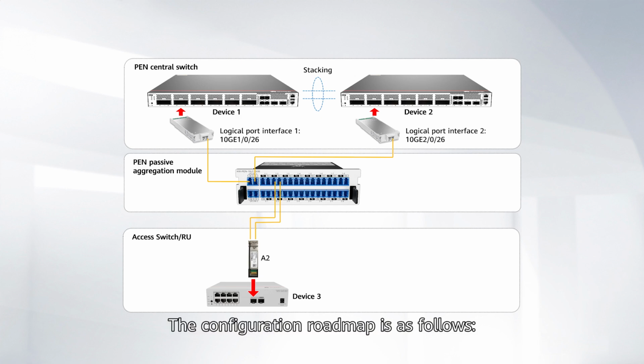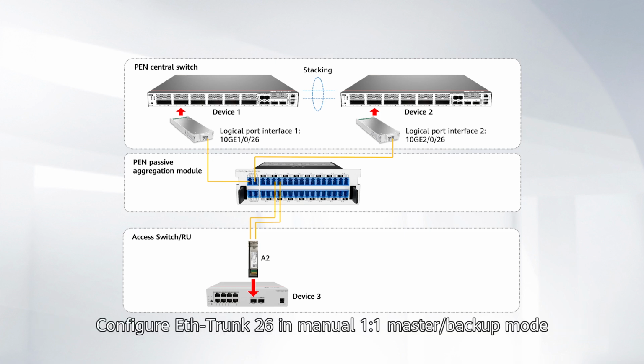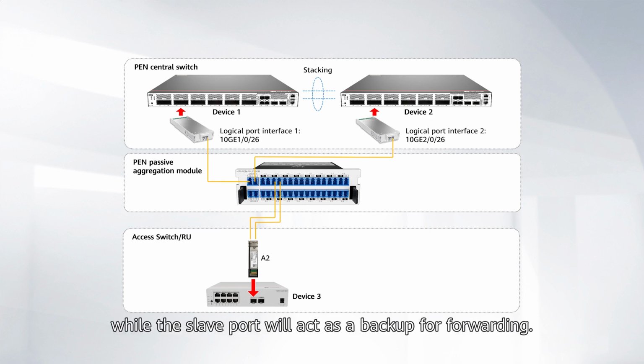The configuration roadmap is as follows. Add 10GE1026 and 10GE2026 on device 1 and device 2 to Eth-Trunk 26. Configure Eth-Trunk 26 in manual 1-to-1 master/backup mode for dual uplink high reliability. The master port will forward traffic, while the slave port will act as a backup for forwarding.